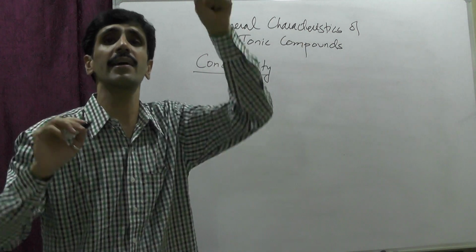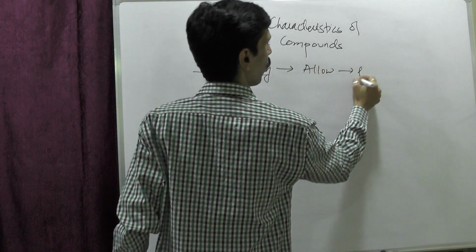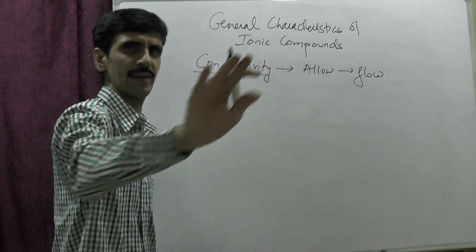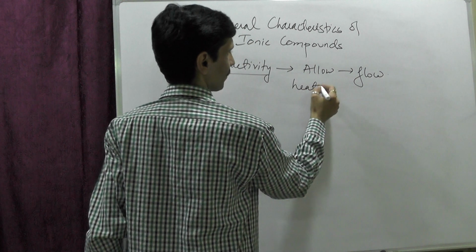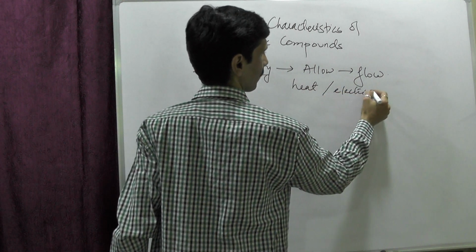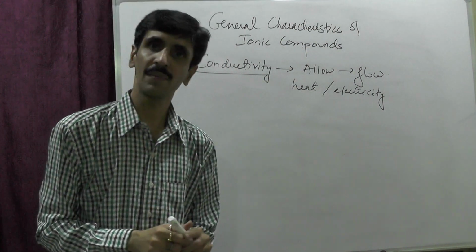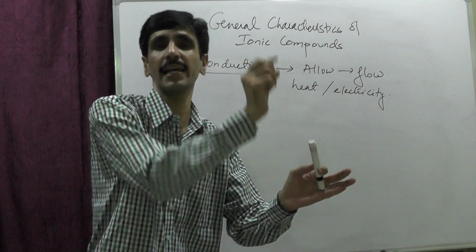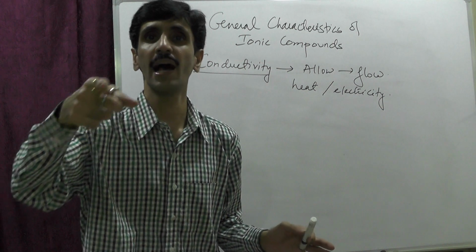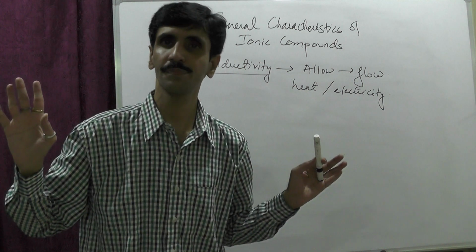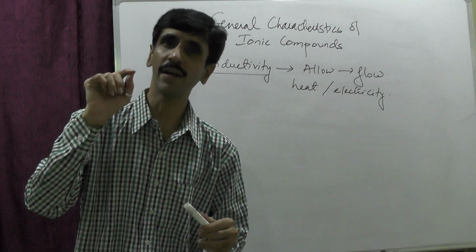So in simple words, what does conductivity mean? It allows the flow. In simple terms, it allows the flow. Of what? Obviously of heat or electricity. Okay, that is what we talk about as conductivity. Allowing the flow of heat, electricity, we say that it is conductivity, and the substances which show this phenomenon are called what? Conductors. Okay. Now we have to see who is responsible for conductivity.